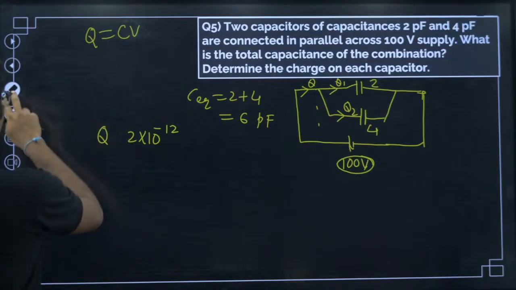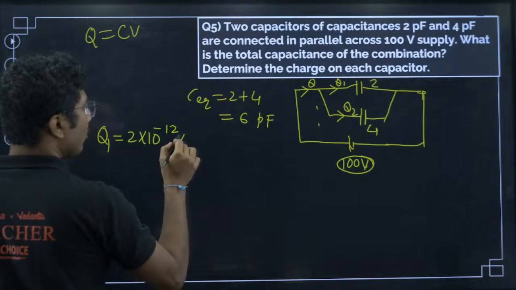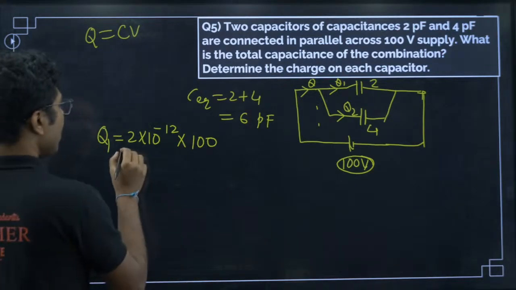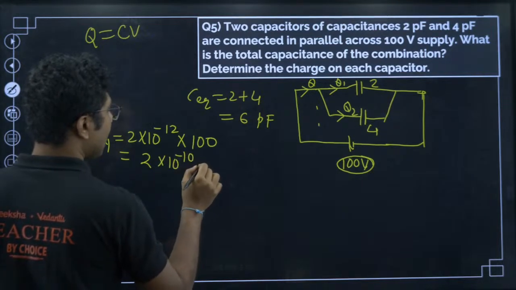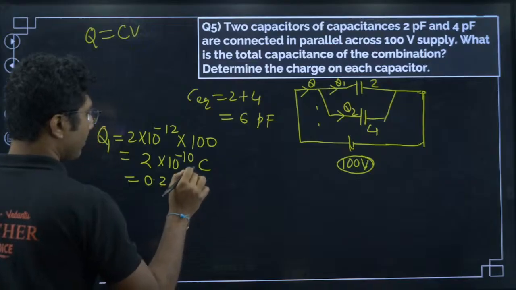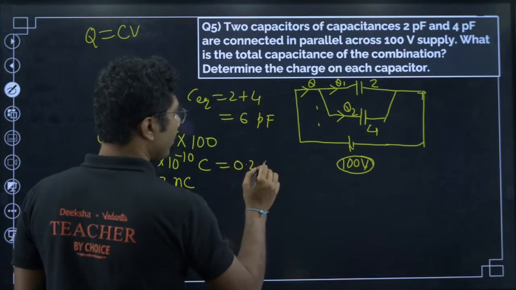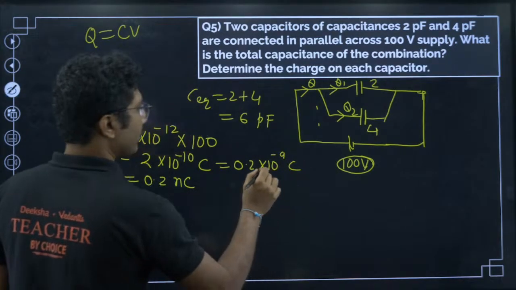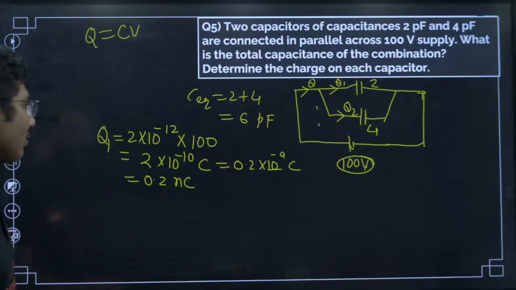Q equals to C into V. What is V? V is 100 volt, which is given in the question. So, it will be 2 into 10 to the power of minus 10 coulomb, okay, or 0.2 nano coulomb. How did I do that? 0.2 into 10 to the power of minus 9 coulomb. So, 10 to the power of minus 9 means nano. So, it becomes 0.2 nano coulomb.